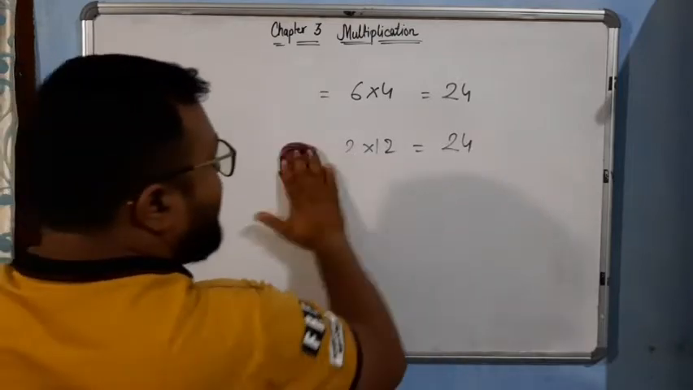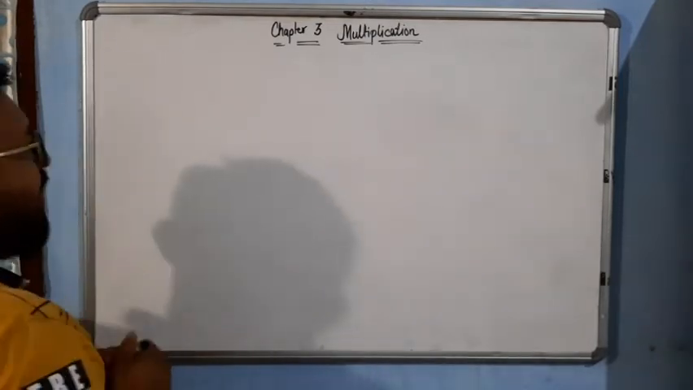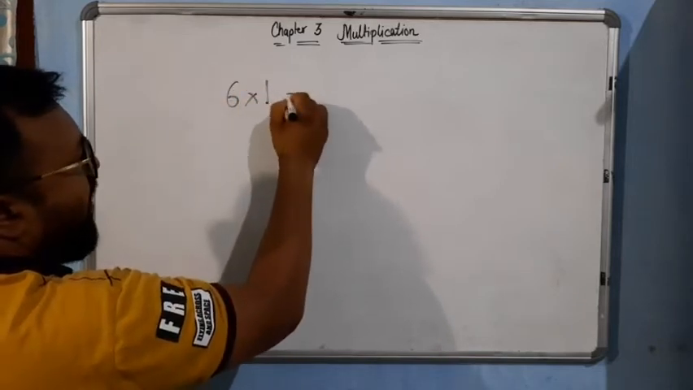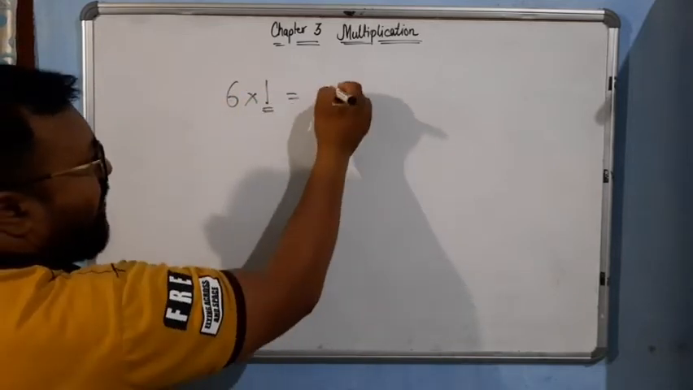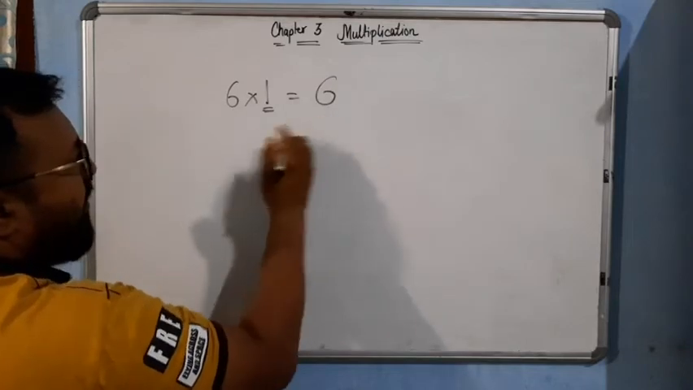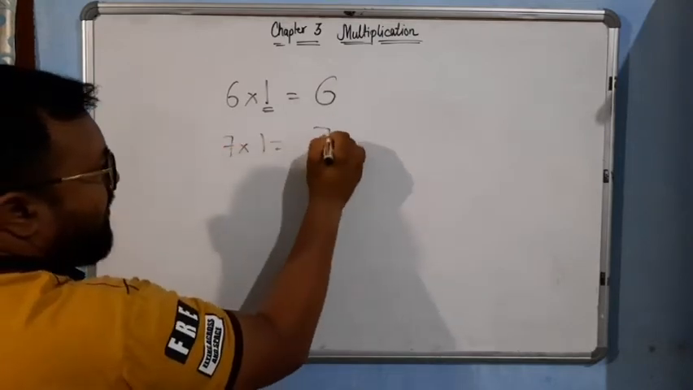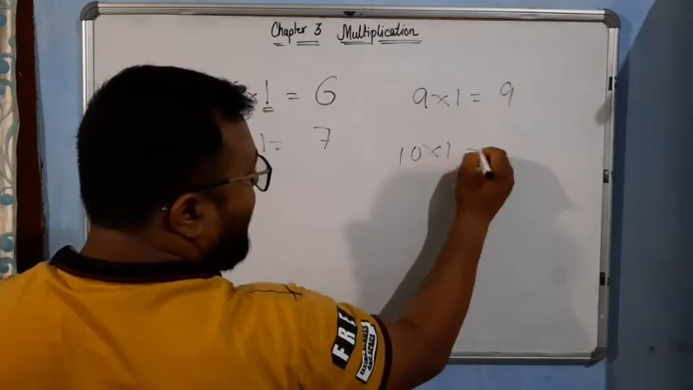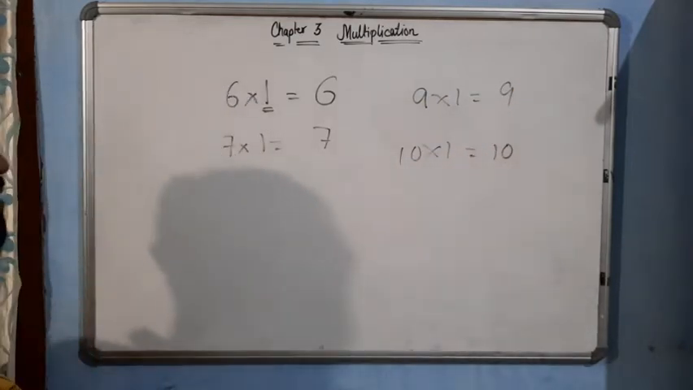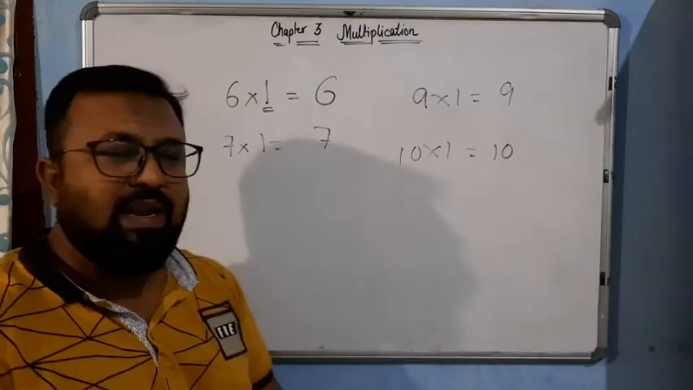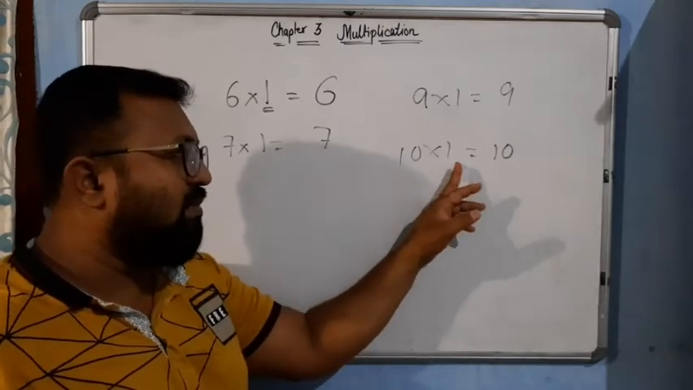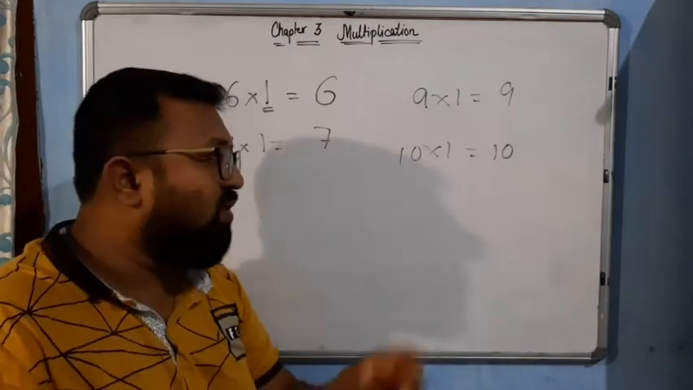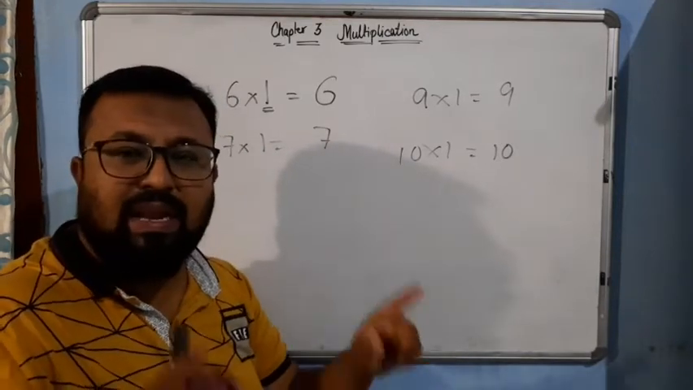Okay, now come to the next one, identity. Whenever you multiply any number with 1, like 6 into 1, you will get the same number itself. 7 into 1, 7. 9 into 1, 9. 10 into 1, 10. It means whenever you multiply any number with 1, you will get the number itself. So 1 is the what? Multiplicative identity. In higher class, you will come across this word. 1 will be the multiplicative identity.